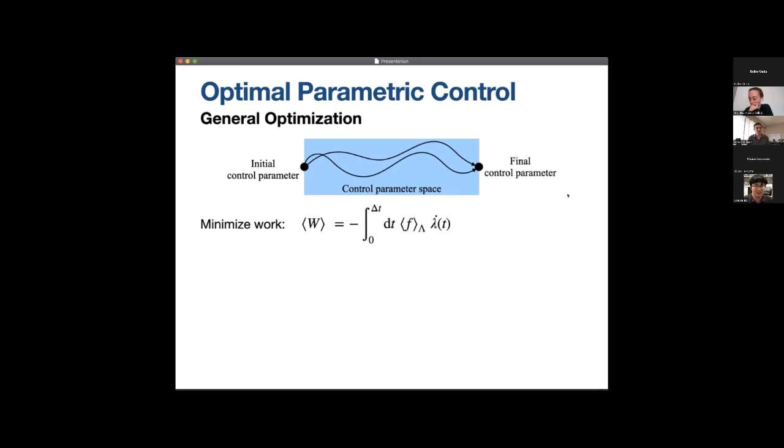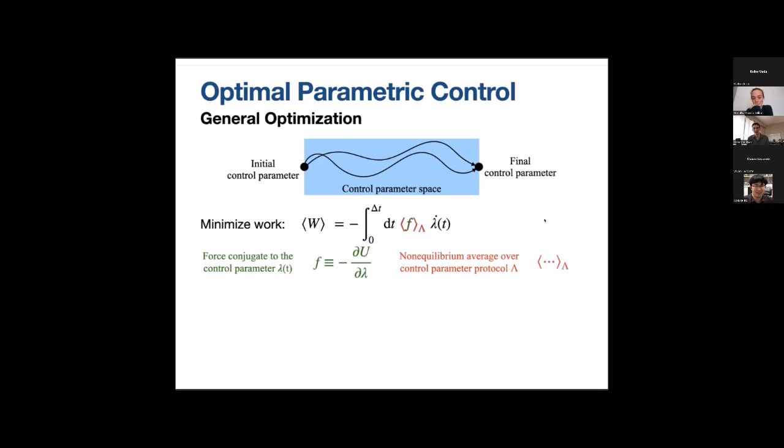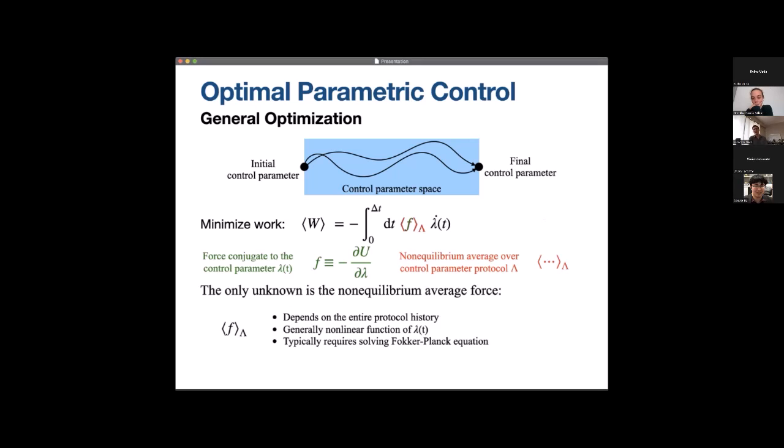So here we use the standard definition of work where f, this lowercase f here, is the force conjugate to the control parameter. And the control parameter we denote as lambda of t. Then here lambda dot is just the control parameter velocity. U here is the internal energy. And then we have these angle brackets with a subscript capital lambda. That's just going to denote a non-equilibrium average. Now, in this average work, the only unknown is this non-equilibrium average force.